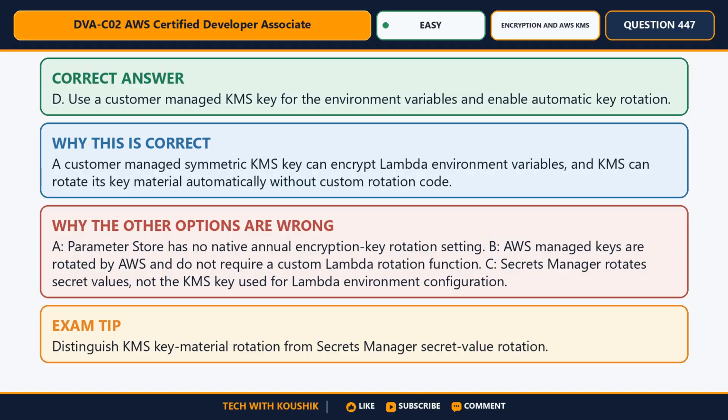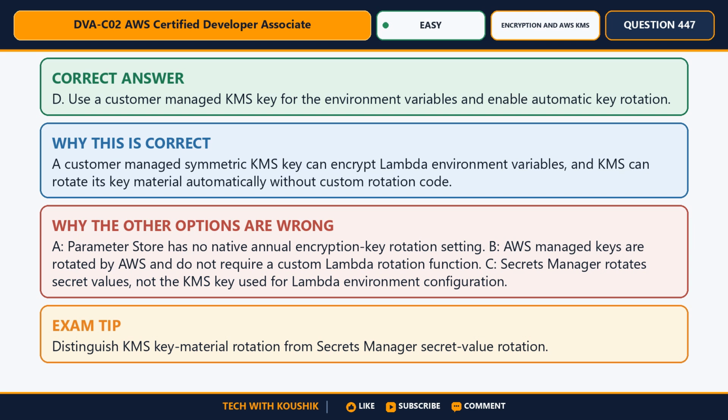The correct answer is D. Use a customer-managed KMS key for the environment variables and enable automatic key rotation. Here is why. A customer-managed symmetric KMS key can encrypt Lambda environment variables, and KMS can rotate its key material automatically without custom rotation code.